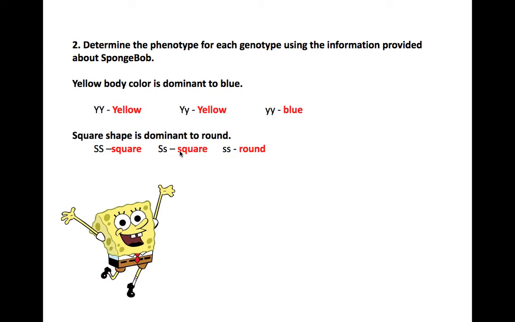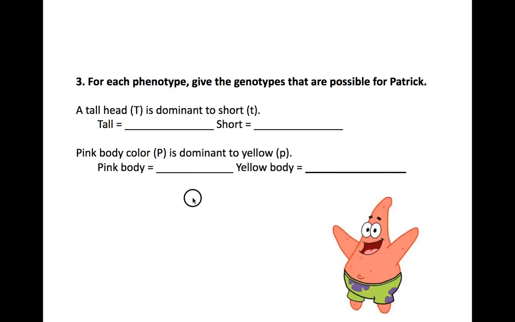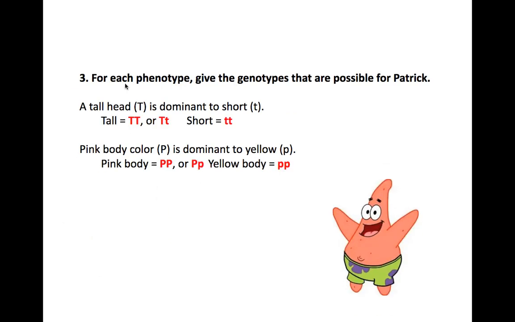So genotypes and phenotypes are words you'll see come up over and over again. For this one, it wants you to give the phenotype, the look of this. For each phenotype, it wants you to look at the appearance and give the genotypes. So it says a tall head's dominant to short. It gives you the phenotype, and it wants you to give the genotype.